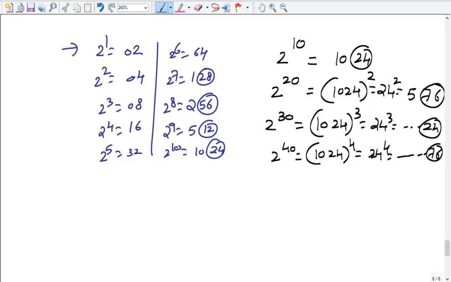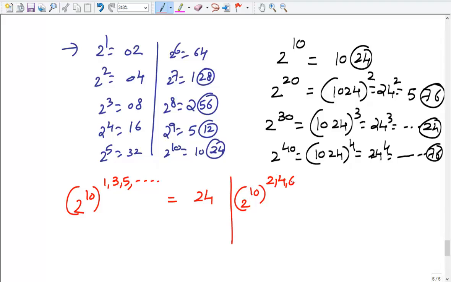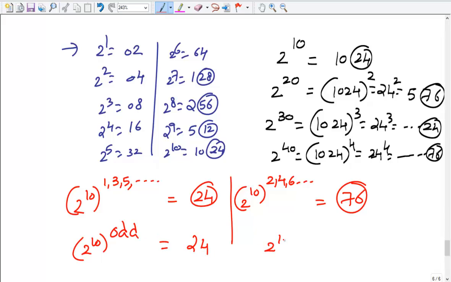Do you observe any pattern here? Yes, there is a pattern. 2 power 10 ends with 24, 2 power 20 ends with 76, 2 power 30 ends with 24, 2 power 40 ends with 76. So you can write this in the simplest way. 2 power 10 whole power 1, 3, 5 and so on, the last two digits are 24. 2 power 10 whole power 2, 4, 6 and so on, the last two digits are 76. You can write it the other way: 2 power 10 whole power odd ends with 24, and 2 power 10 whole power even ends with 76.